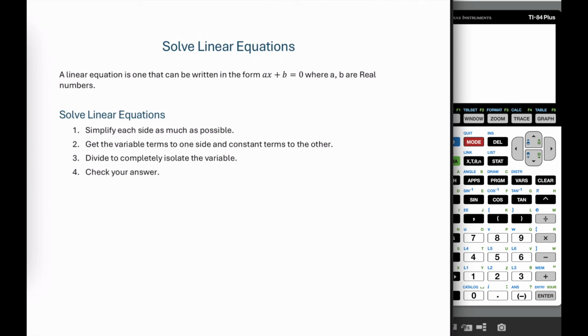A linear equation is one that can be written in the form ax plus b is equal to 0, where both a and b are real numbers. To solve a linear equation, we'll walk through these 4 steps.